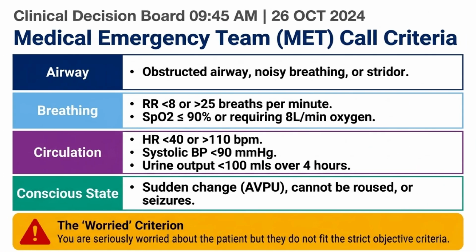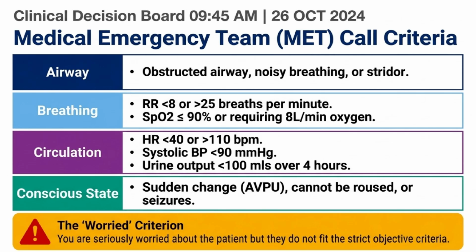Very stark. The criteria are designed to catch extreme physiological stress. A MET call is triggered if breathing drops below 8 breaths a minute or skyrockets above 25. Okay. Or if the pulse drops below 40 or persistently stays above 110, if the systolic blood pressure drops below 90 millimeters of mercury, or if there is any sudden, unexplained drop in their level of consciousness.